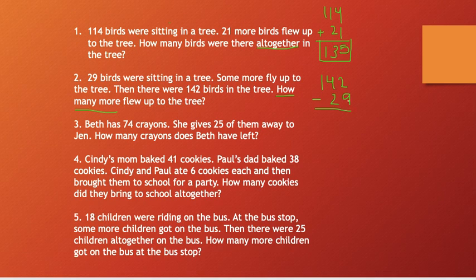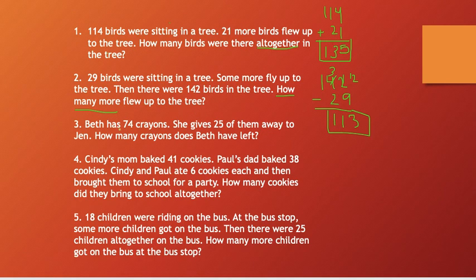So we cannot do 2 minus 9, so we need to borrow from 4. That becomes a 3. The 2 becomes a 12. 12 minus 9 is 3. 3 minus 2 is 1. 1. We're not subtracting with anything. Bring it right down. So we have 113. So 113 birds flew up to the tree.